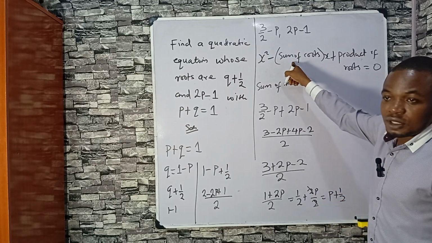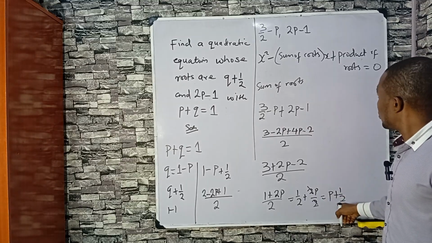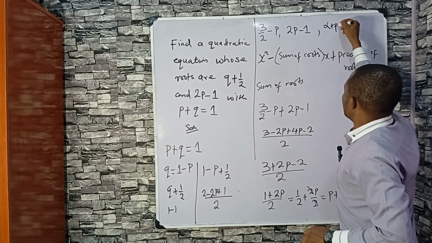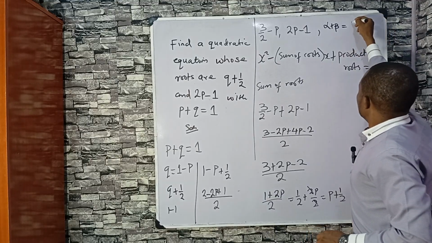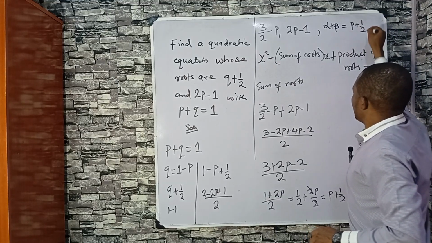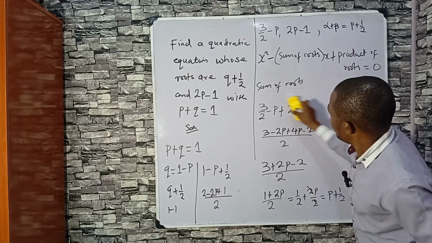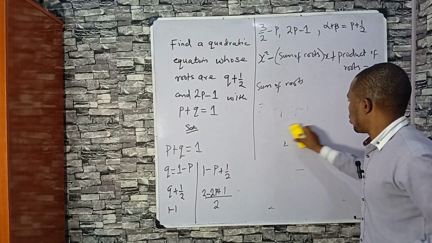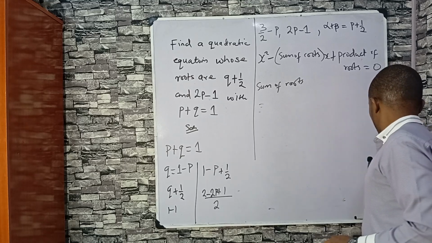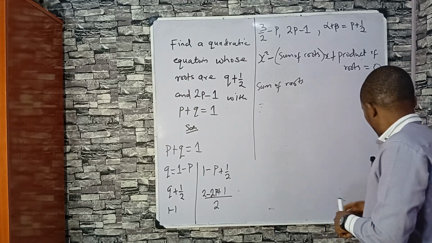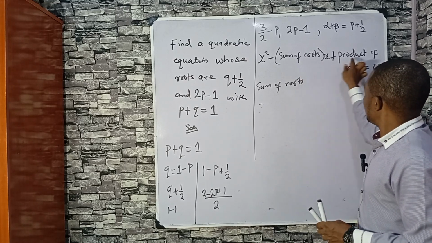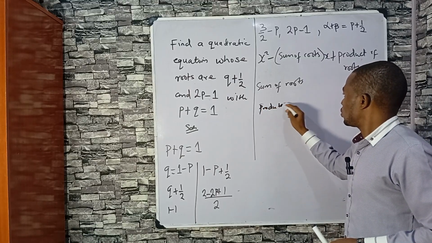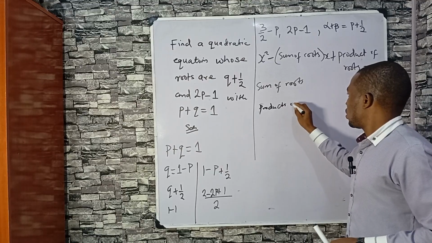So we will place it here. Sum of roots, that's alpha plus beta, is p plus a half. Now what happens when you multiply the roots, which is the product of roots? That should be the last step before we go. Done with this, going back to this. Product of roots.